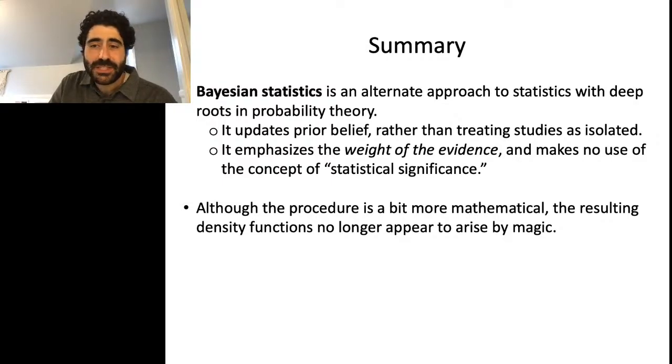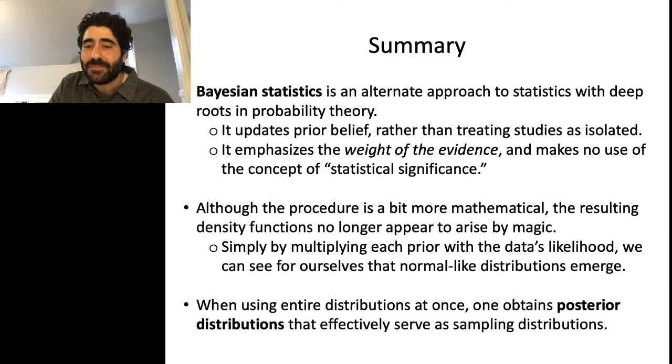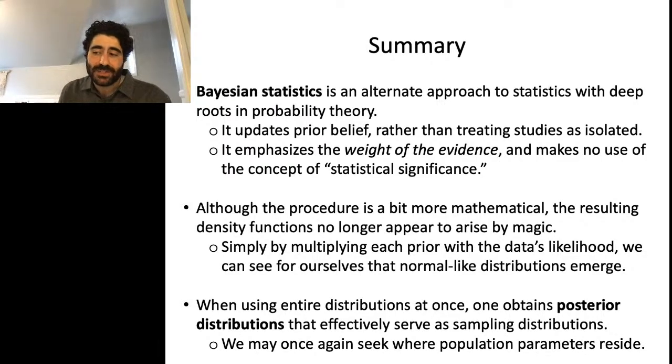And so the procedure is a little bit more mathematical, but it is just founded in the rules of probability theory. And when we're using these entire distributions, the end goal here is that we get these posterior distributions. And so once again, the high level goal here is the same as what we've been doing throughout the whole class, which is that we want to say something about where we think the population parameters live. What's the actual state of the world and how confident are we about it?